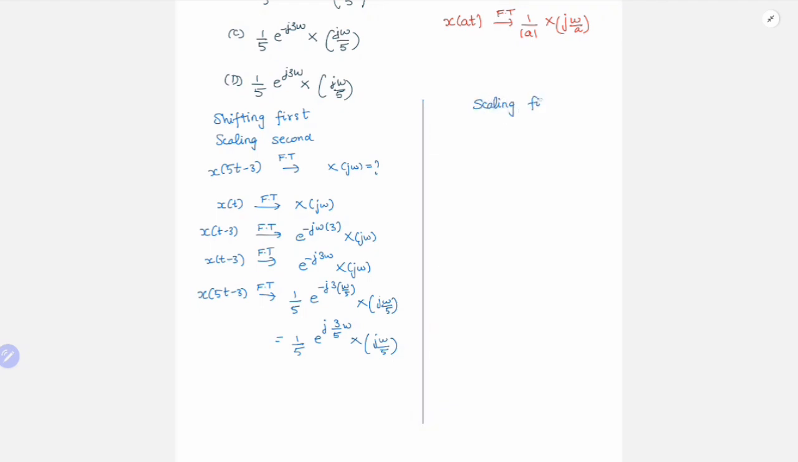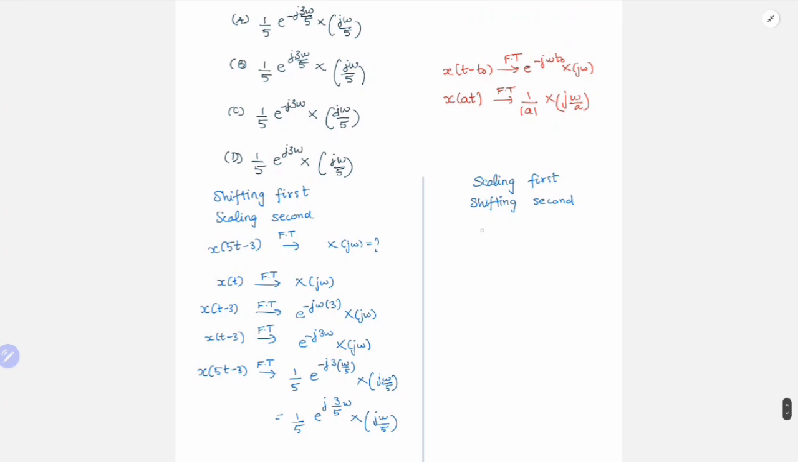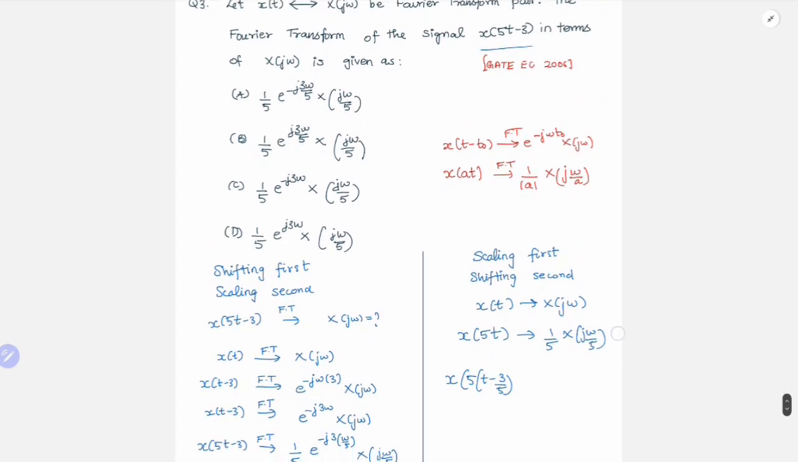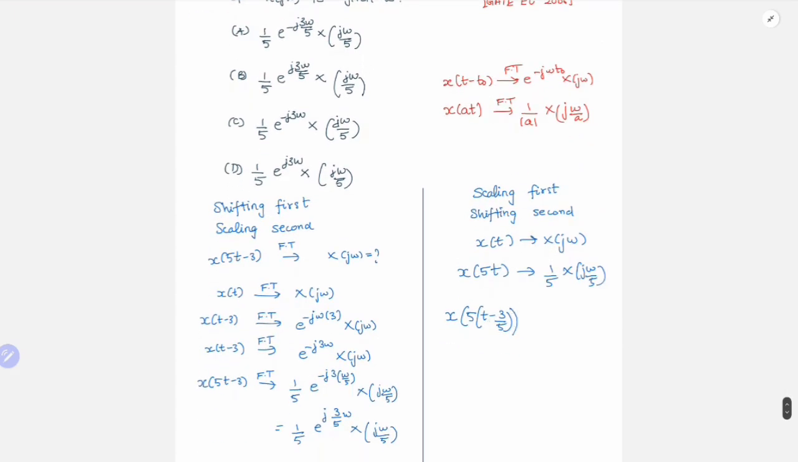Scaling first, shifting second. Okay. So again here x of t gives x of j omega. So I do the scaling first. X of 5t gives me 1 by 5 x of j omega by 5. So this is straightforward. Now if I have to do the shifting, I have to do 5 into t minus 3 by 5. Then only I will get 5t minus 3 finally, right? That is what is being asked. So I need to shift by 3 by 5 now.